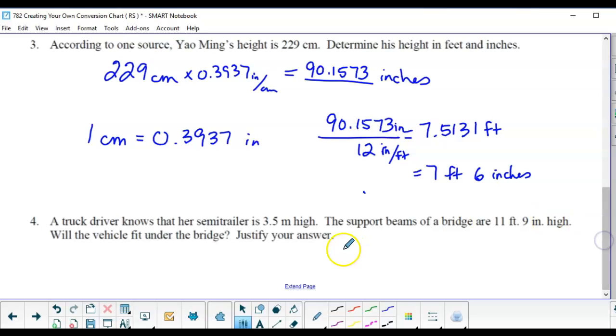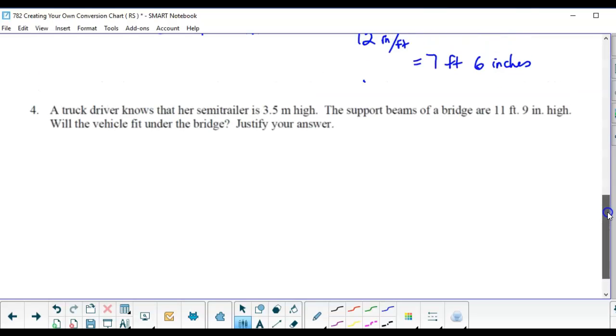not 10. And then last one, a truck driver knows that her semi-trailer is 3.5 meters high. Support beams of a bridge are 11 feet 9 inches. Will the vehicle fit underneath? Okay, so different units. Okay, so maybe we want to convert meters to, you could convert meters to feet. Yeah, let's do that. So 3.5 meters equals how many feet?